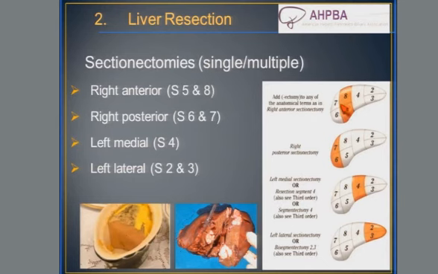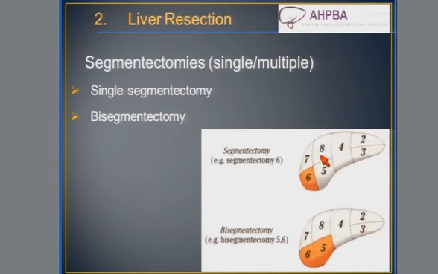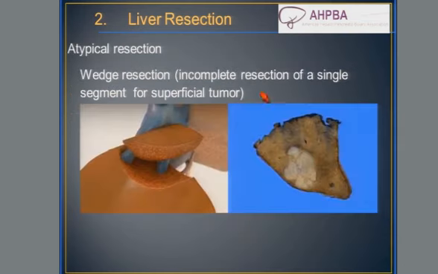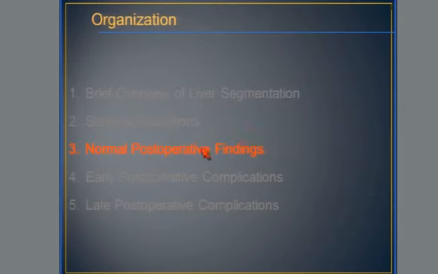Sectionectomies consist of resection of sections, and there are 4 sections, each containing 1 or 2 segments. You have the right anterior section, the right posterior section, the left medial section, and the left lateral section. Segmentectomies can be done to remove a single segment, and sometimes you can combine 2 segmentectomies. That's called a bisegmentectomy. Atypical resection: this is an example of a wedge resection. This is done to remove a superficial tumor of the liver.